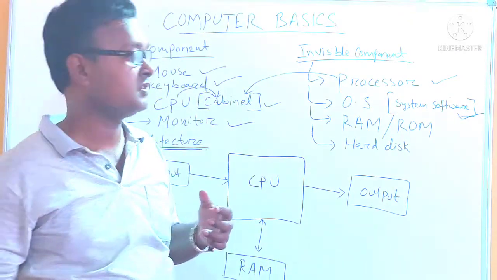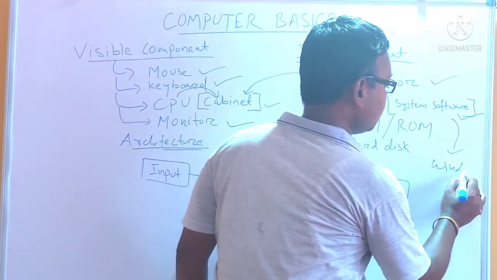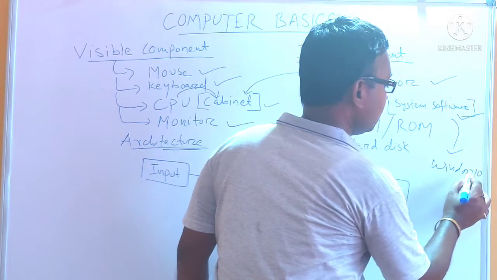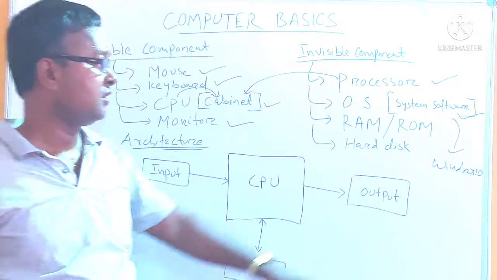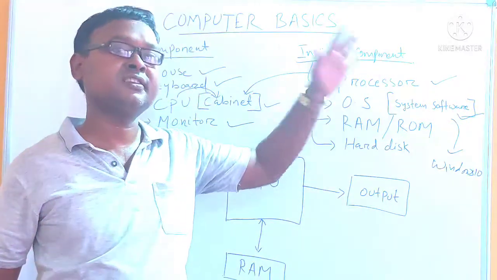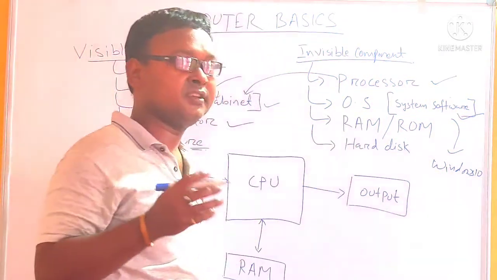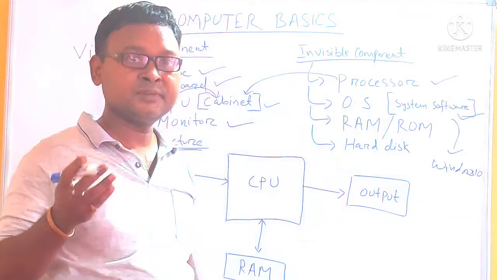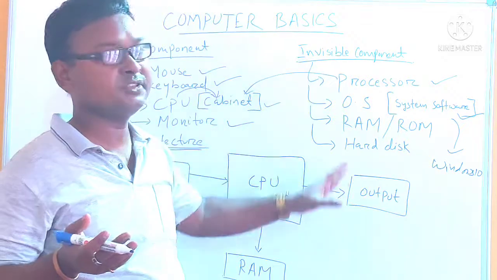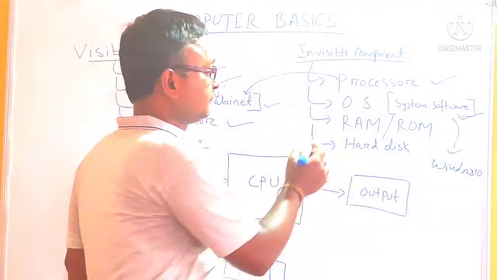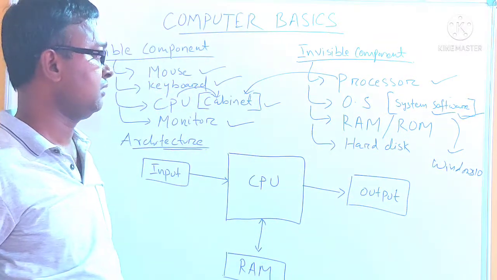The most popular operating system installed nowadays is the Windows version. For example, you are installing Windows 10. So the Windows 10 operating system is installed in your computer system. Software is an invisible thing, so I have kept the operating system in the invisible component list. That is the part of the operating system.